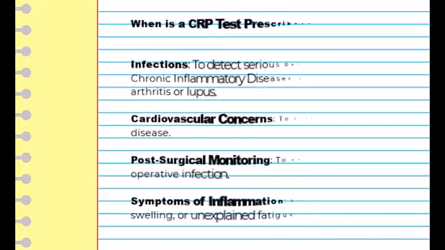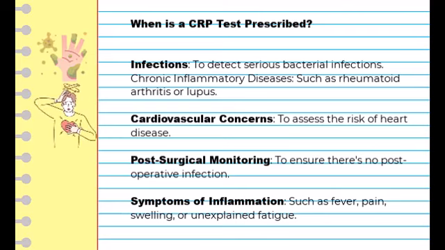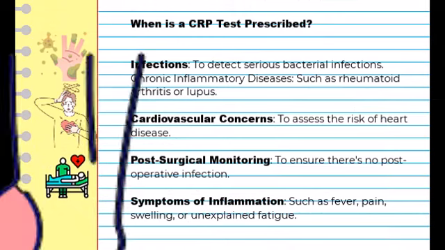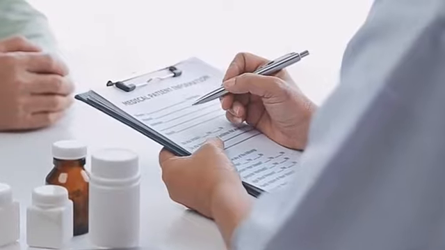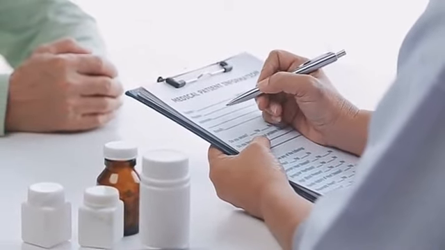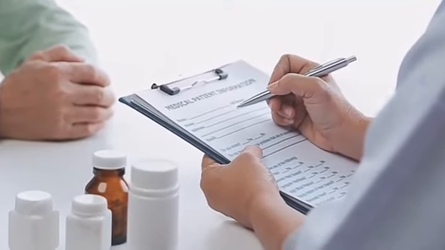When is a CRP test prescribed? CRP tests are typically ordered in the following scenarios: infections, to detect serious bacterial infections; chronic inflammatory diseases, such as rheumatoid arthritis or lupus; cardiovascular concerns, to assess the risk of heart disease; post-surgical monitoring, to ensure there's no post-operative infection; symptoms of inflammation, such as fever, pain, swelling, or unexplained fatigue. Doctors rely on CRP tests to gather important information about a patient's health, especially when symptoms suggest an inflammatory process.